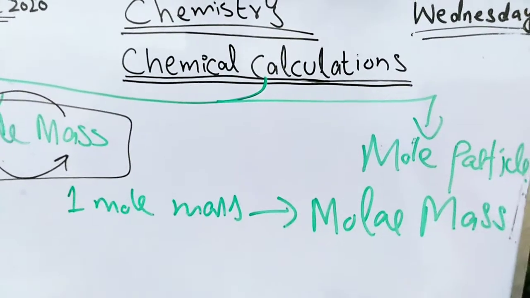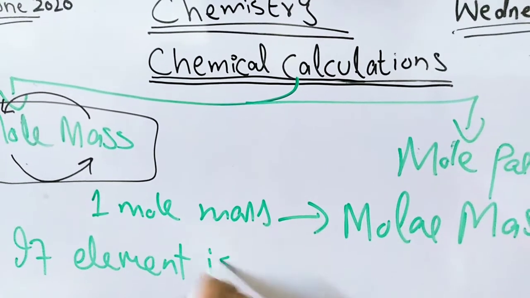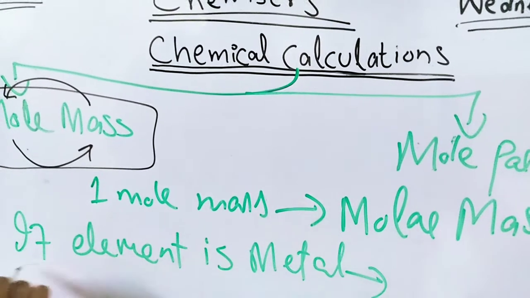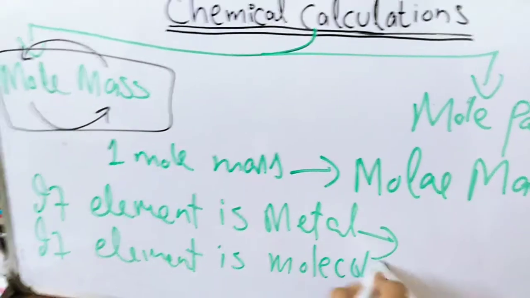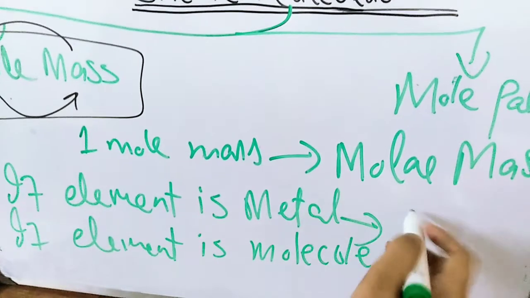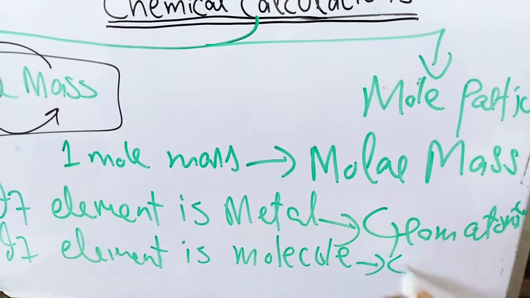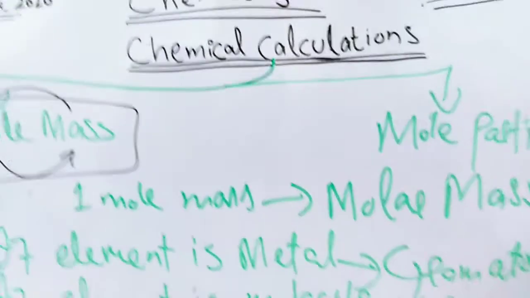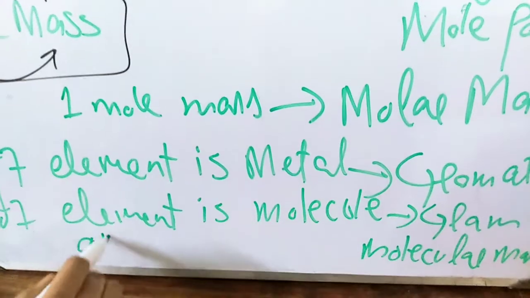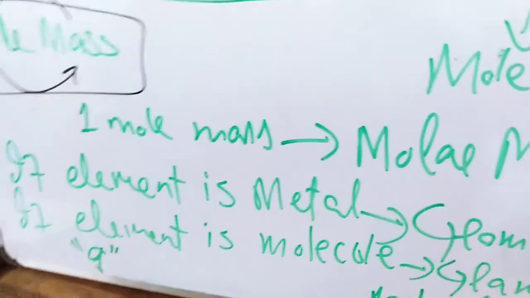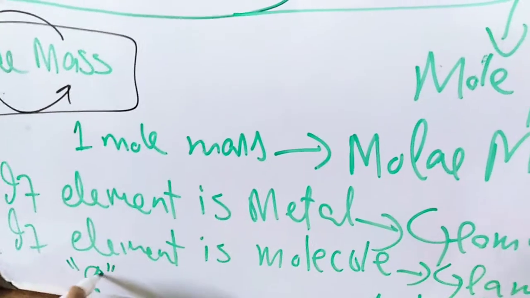Let's suppose an element is a metal. If the element is a metal, then its mass would be the gram atomic mass. And if an element exists as a molecule, then it would be the gram molecular mass. Both of them would be expressed in gram, because gram is the standard unit for measuring mass.